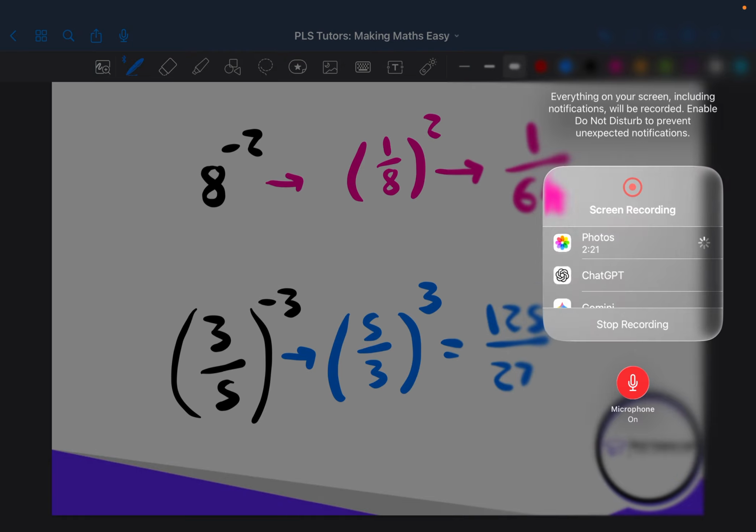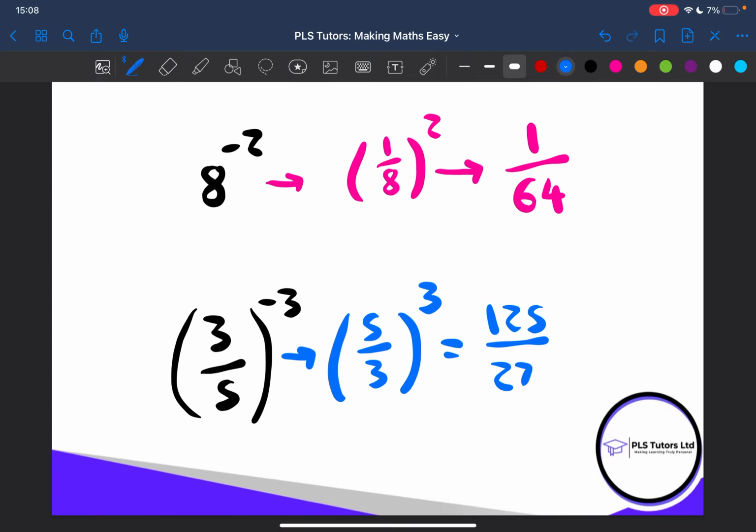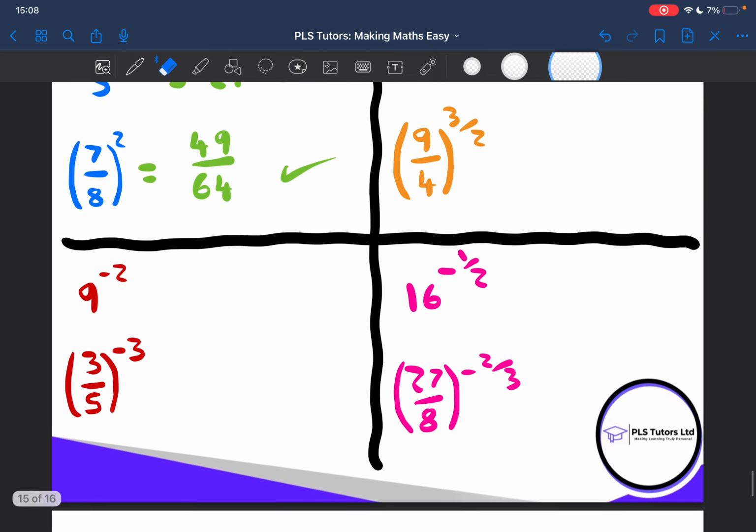Right, where do we go from there? Well, our next step we want to do is look at these ones up here. So 9 to the minus 2. So let's flip 9 upside down. So that becomes 1 over 9. That's taken the minus 2 from being negative to positive. 1 squared is 1, and 9 squared is 81.